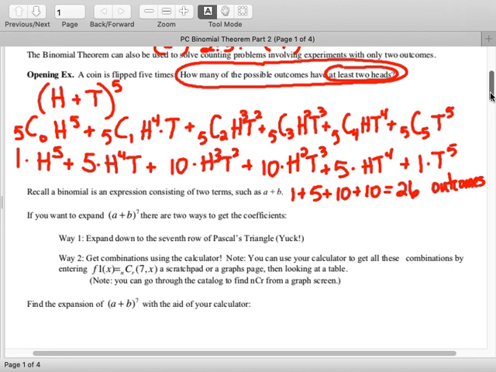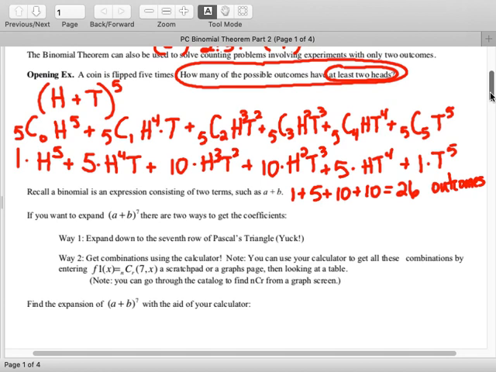All right, so far what's new is the sigma notation and then looking at counting problems. Now we're just going to go back to what we know. It says, recall a binomial is an expression consisting of 2 terms, such as a plus b. If you want to expand a plus b to the 7th, there's 2 ways to get the coefficients. You can go all the way down to the 7th row of Pascal's triangle. That can be a little bit tedious.